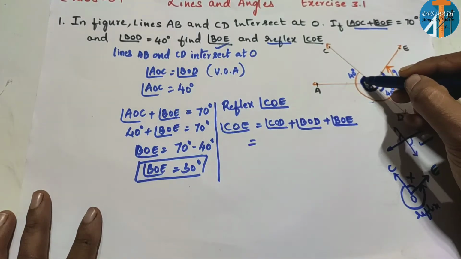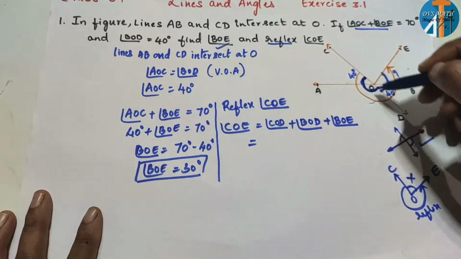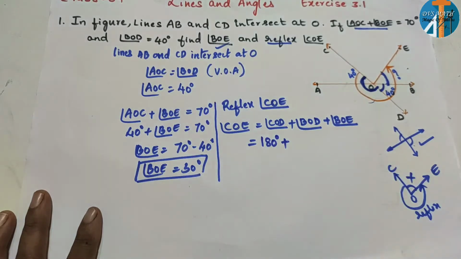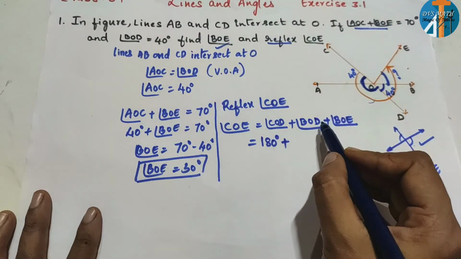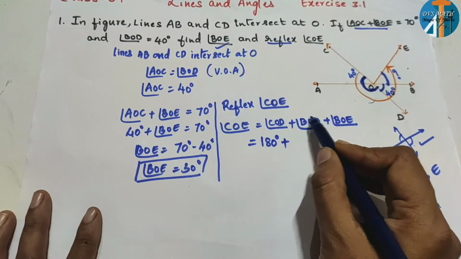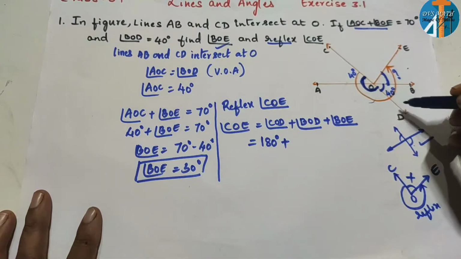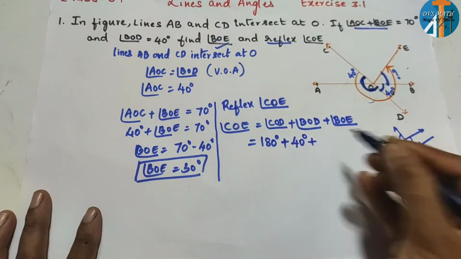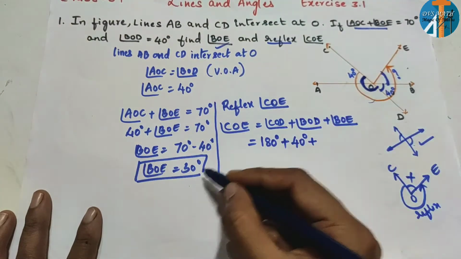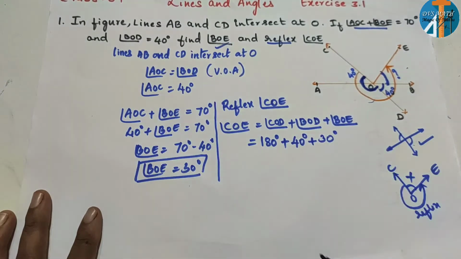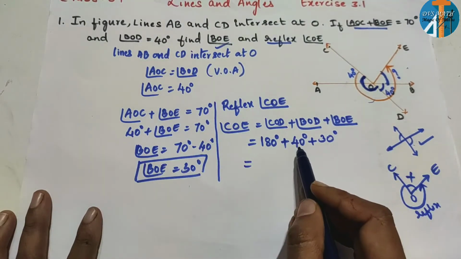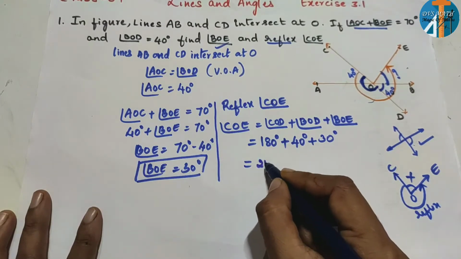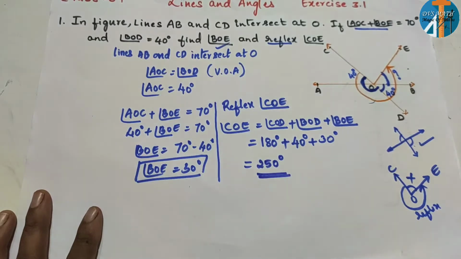Now, if you observe the COD, it is a straight line. COD, observe, this is a straight line. So for a straight line, it is 180 degrees. Then if we consider BOD, what is BOD? 40 degrees. Plus, what is BOE? Now we got 30 degrees, right? So 30 degrees. Now add all these. 180 plus 40 is 220. 220 plus 30 is 250 degrees.